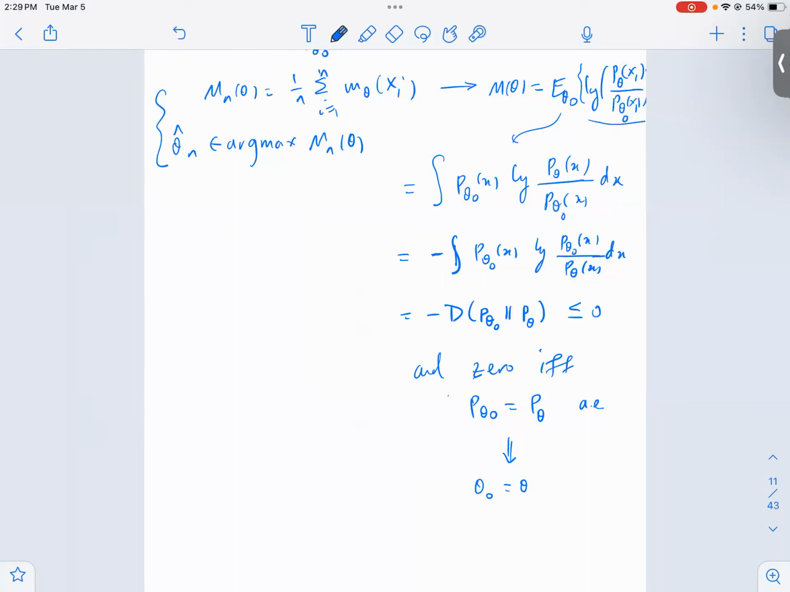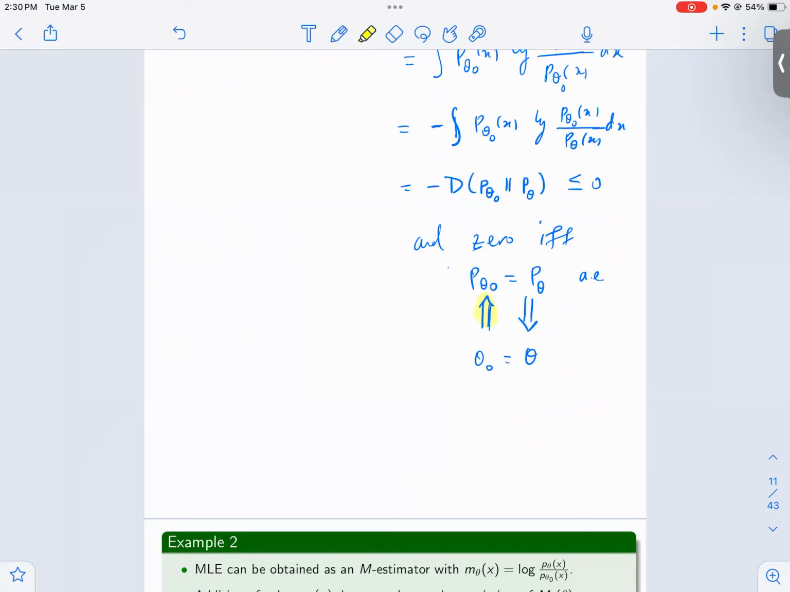Now, if it happens that this is equivalent to this, one side is clear. If theta naught is equal to theta, then this holds. But the other side we're not really sure. This side is true, but I want the other way. Definitely this is always true: if theta is equal to theta naught, then p theta naught is equal to p theta. But the other way may not be true. Does anyone know what the issue is in the other direction?